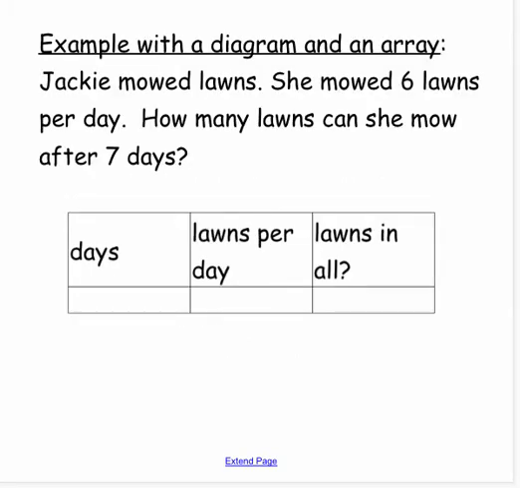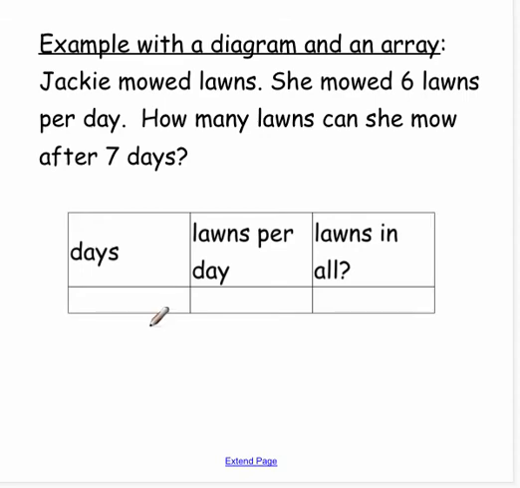Here's an example that includes a diagram, and we are also going to draw an array to solve it. Jackie mowed lawns. She mowed 6 lawns per day. How many lawns can she mow after 7 days? Lawns are grass. It's people's yards in front of their houses.